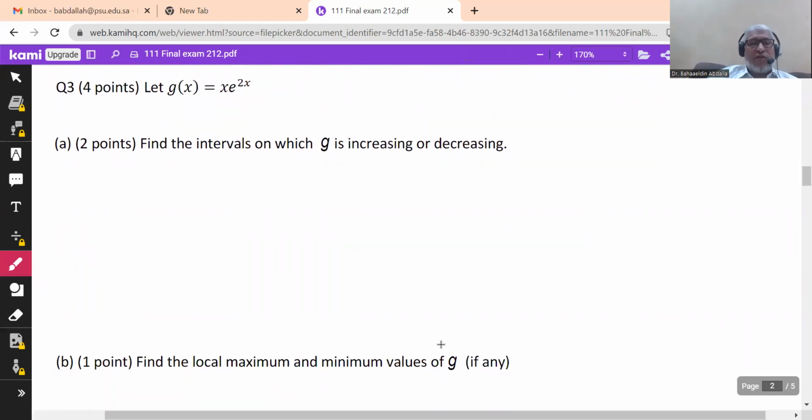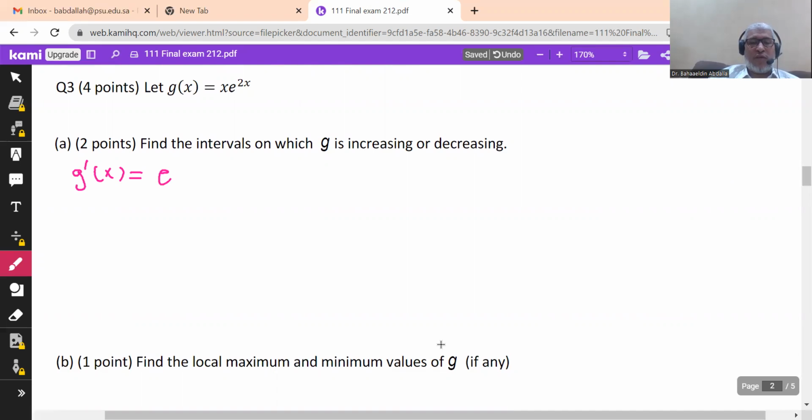This is a function, g of x. Find the intervals on which g is increasing or decreasing. We need to find the first derivative for that. So g prime of x is equal to, this is a product. We use the product rule to find the derivative.